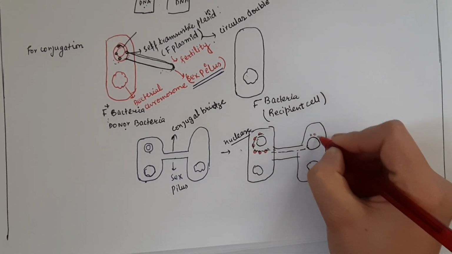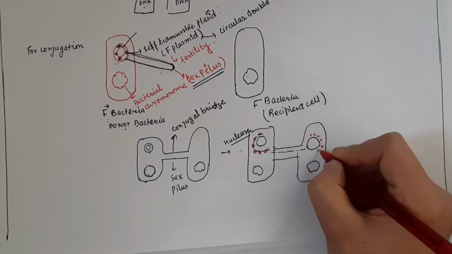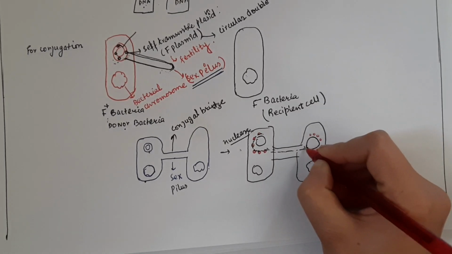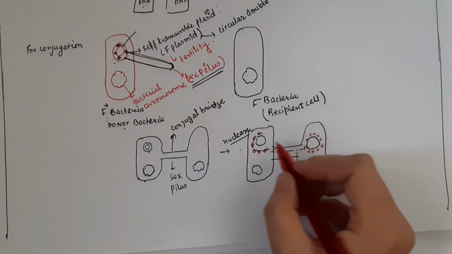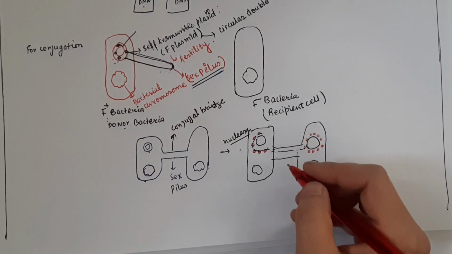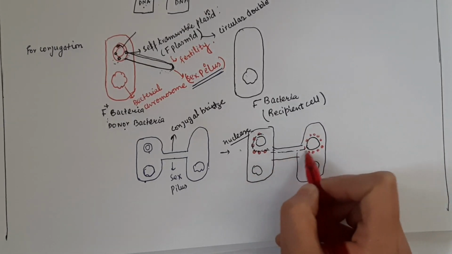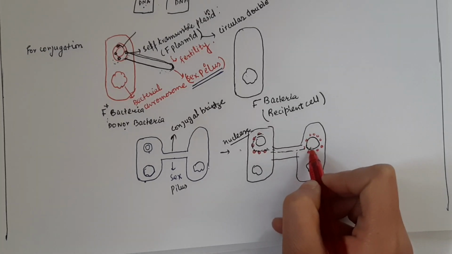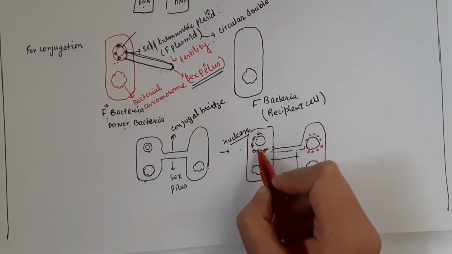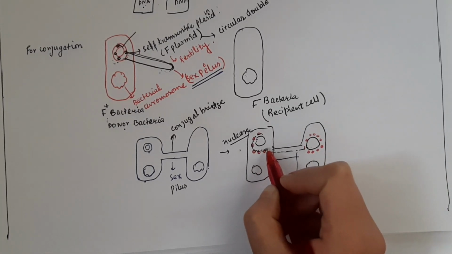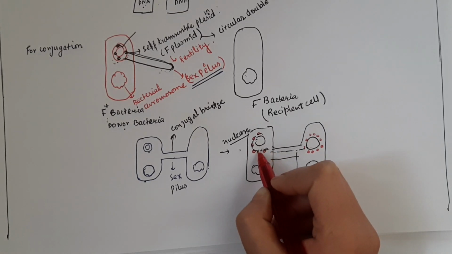So here also a double strand is formed from the nucleotides that are present there. This is how the plasmid is formed. So as one DNA strand is passed through the conjugal bridge to the other bacteria, new nucleotides are paired with the already existing strand.